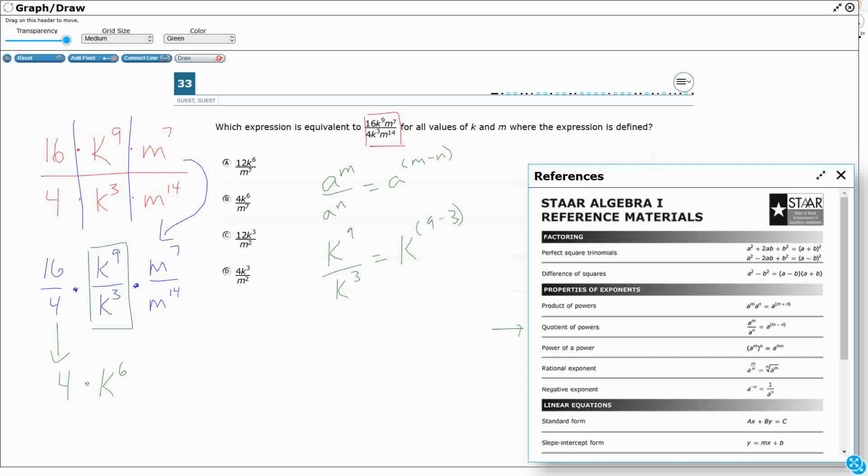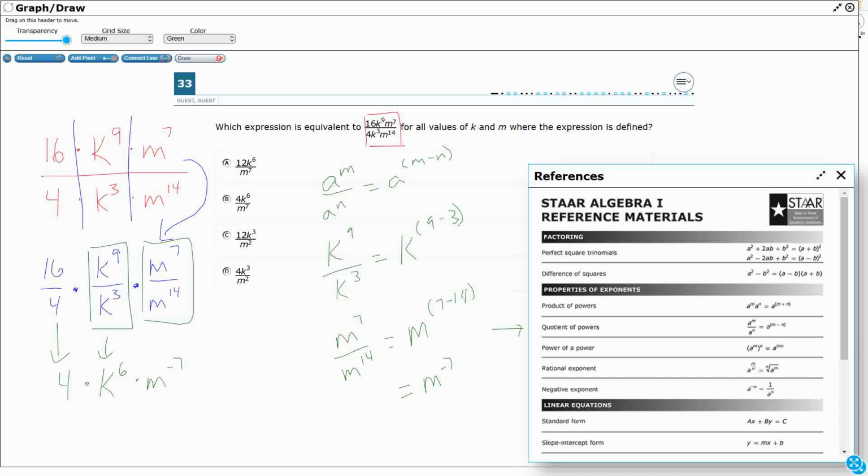We have the same thing here, so let's do our m's. So it's going to be m to the 7 over m to the 14. You need to have the same base, right? So that's going to be m to the, don't flip them, that 7 is first, 7 minus 14. So this is where it gets a tad tricky. It becomes m to the negative 7. All right, so technically, this is correct. 4 k to the 6, m to the negative 7.